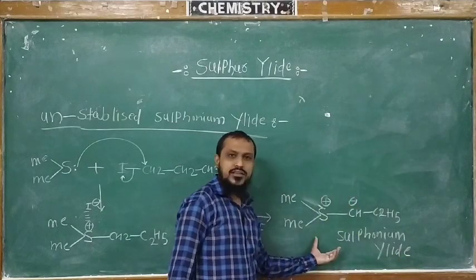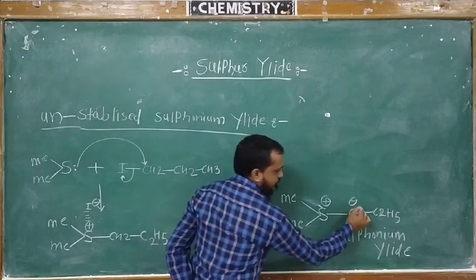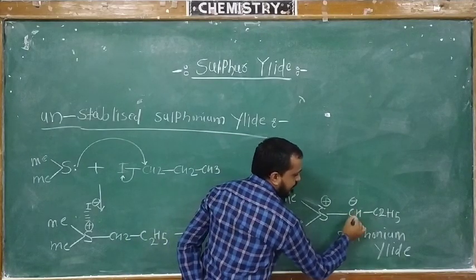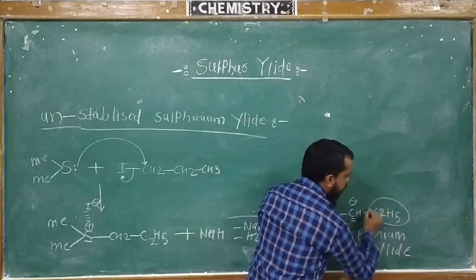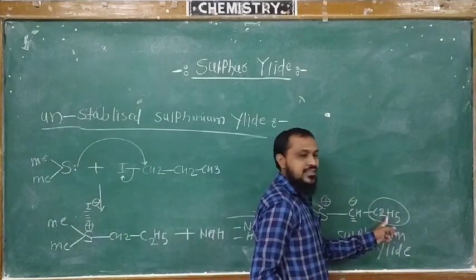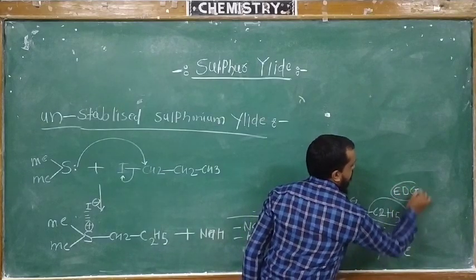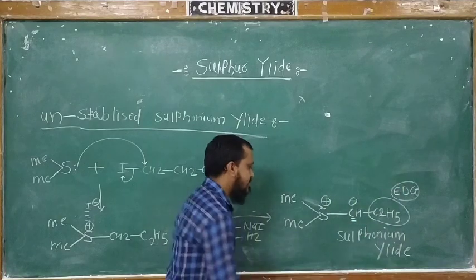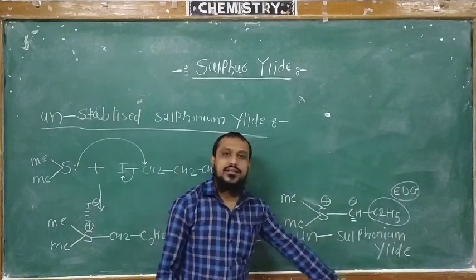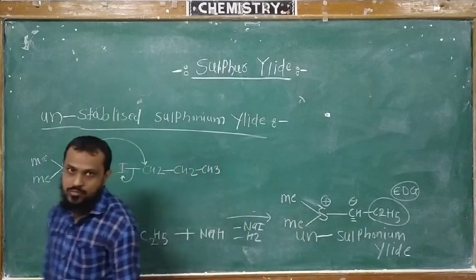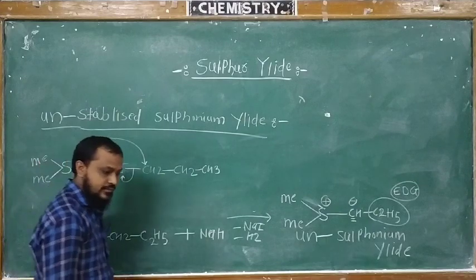Why is this ylide called an unstabilized ylide? Because we know that the carbon of the sulfonium ylide is attached with an electron donating group. Here C2H5 is an electron donating group. Hence it is called an unstabilized sulfonium ylide. So this is all about preparation of unstabilized sulfonium ylide.